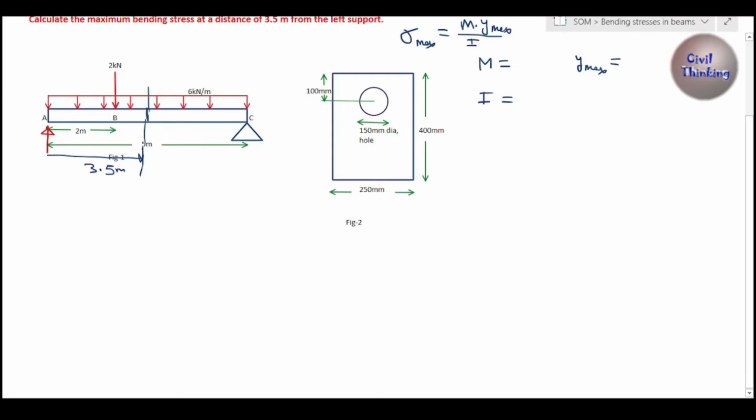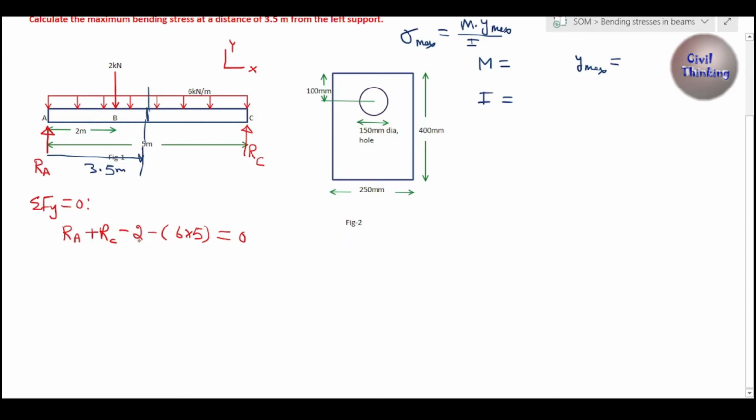Let us say here is a reaction, this is Ra, and here is a reaction, this is Rc, the reaction at C. Now let us assume this to be the x-axis and this to be the y-axis. Now we know summation of Fy is equal to 0, right? It means Ra plus Rc minus 2 minus 6 multiplied by 5 is equal to 0. Now I have assumed the upward reactions are positive and the downward are negative. That's why I write Ra plus Rc.